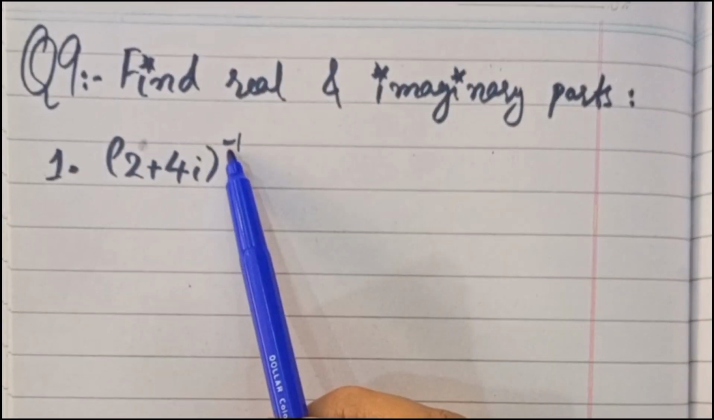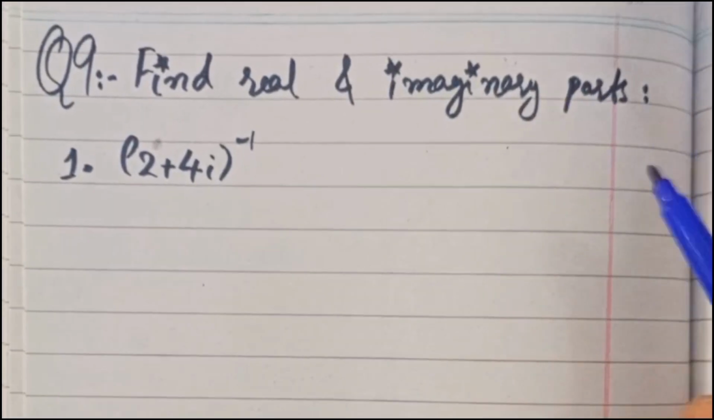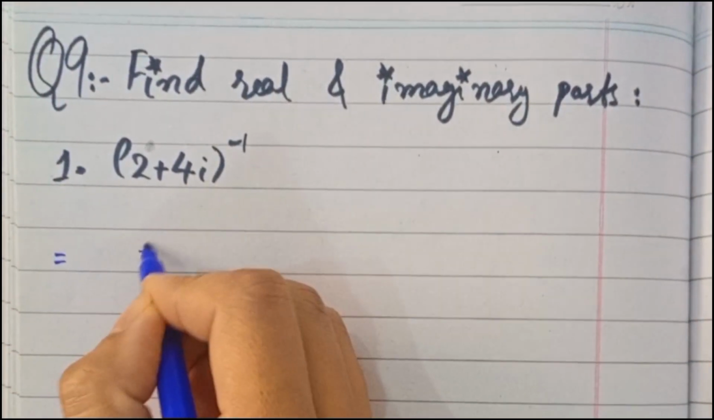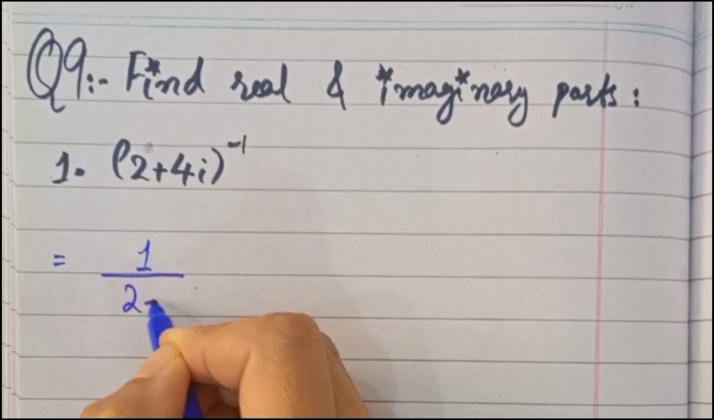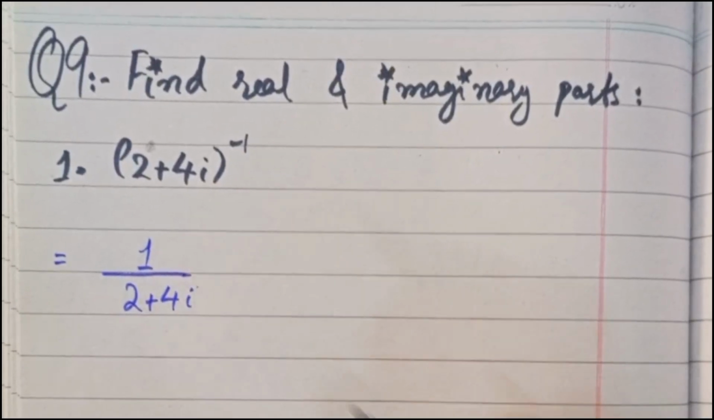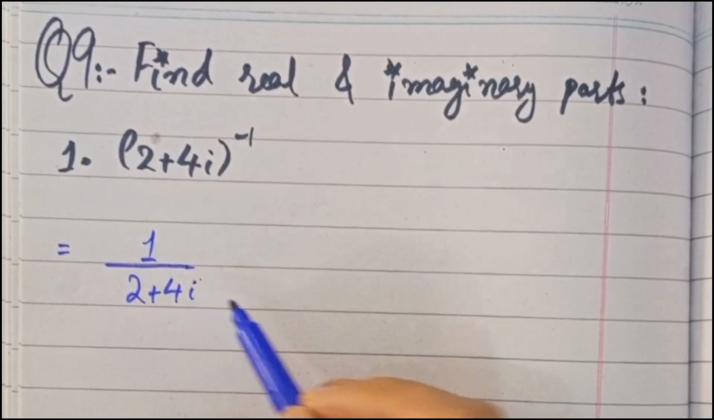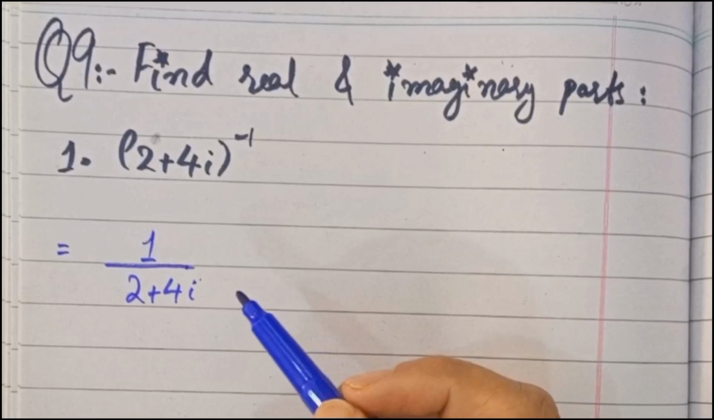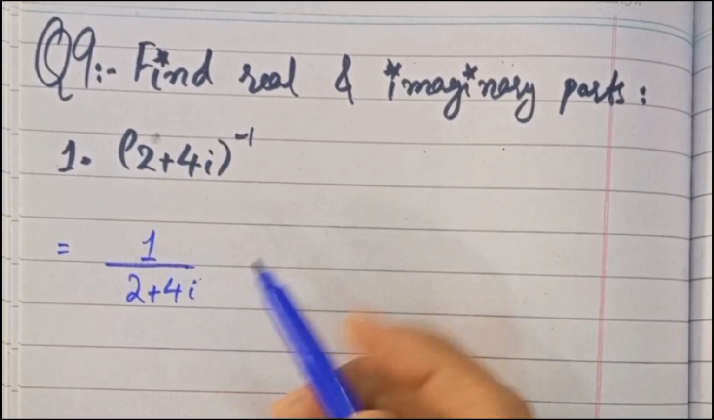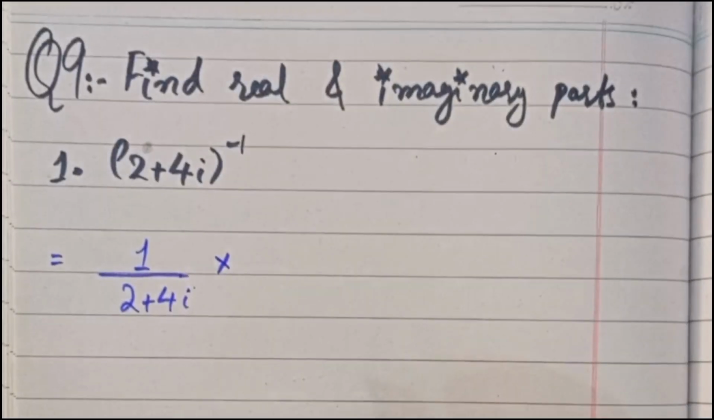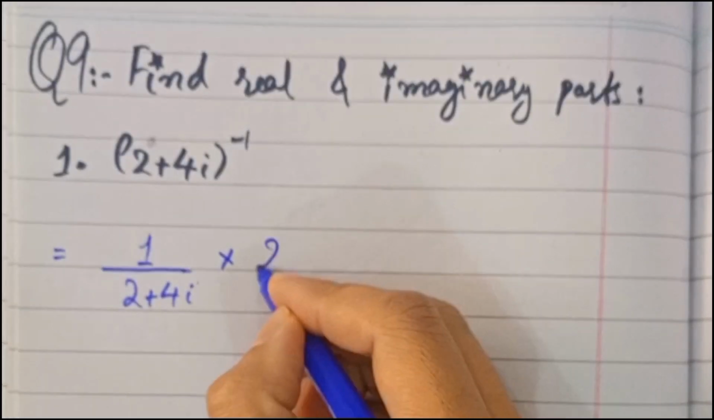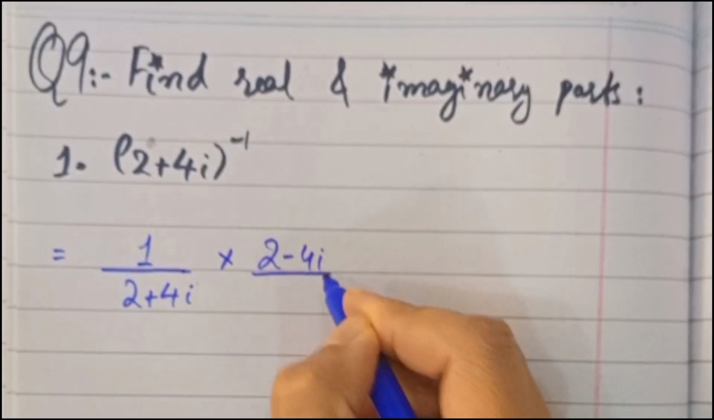We need to focus on changing the power into positive. For this we have to take the reciprocal. That is how the whole power is changed into positive 1 and we do not need to write positive 1. Now we will rationalize, multiply and divide with 2 minus 4i.